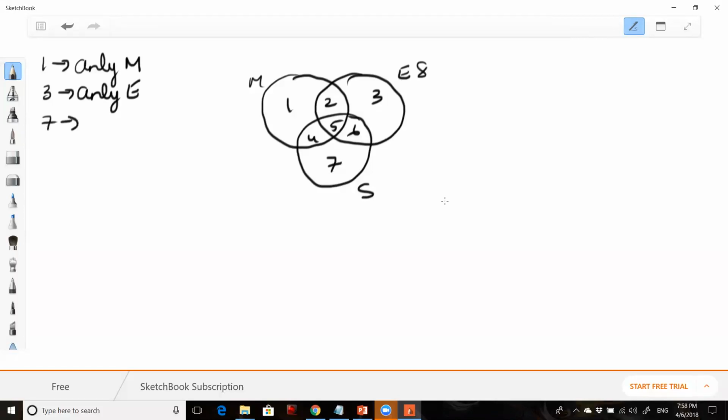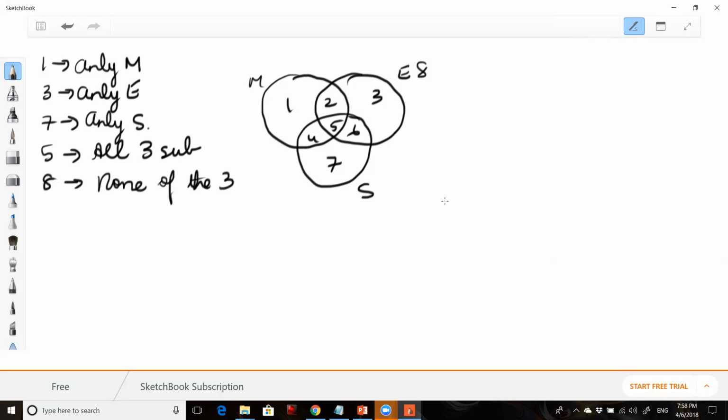7 again, only a part of the S circle. So people have passed only science. 5 again, very simple. Since it's the overall intersection, it represents people who have passed all 3 subjects. 8 also, very, very simple. So people who have passed none of the 3 subjects, because it's outside the 3 circles. Now you have to be a little careful to understand what regions 2, 4, and 6 are.